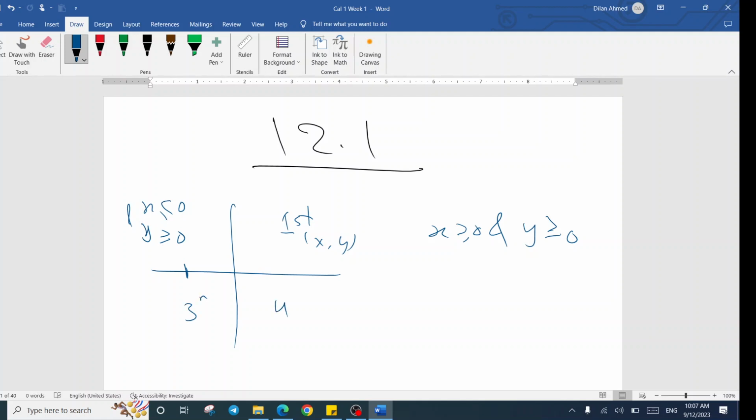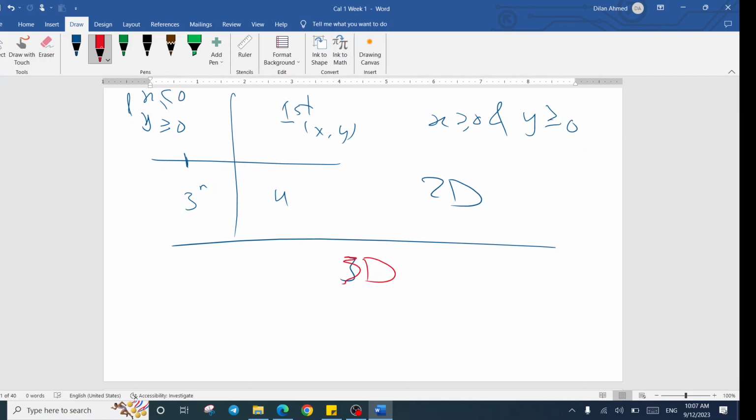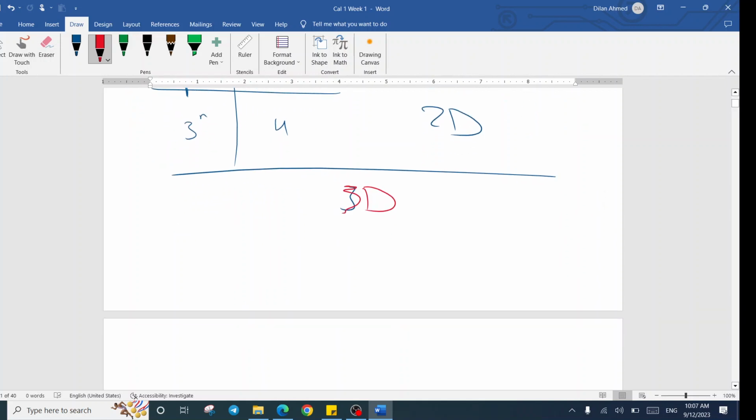But here in three dimensions, no. This is for two dimensions. In three dimensions, we don't have such names. Just only one of them has got a name. It's called the first octant. Why octant? Because we have 8 parts.